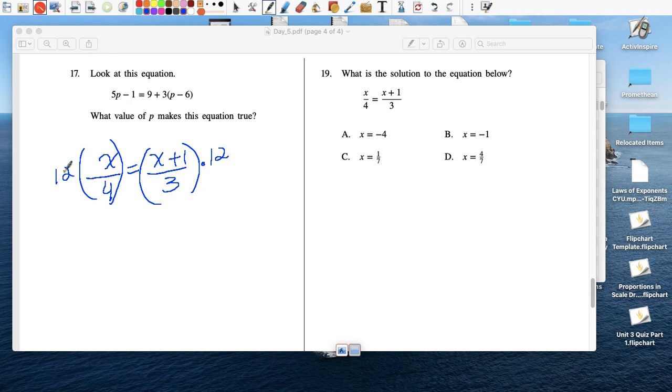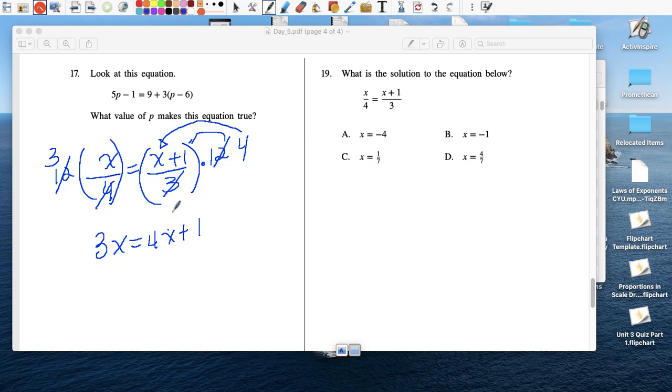Look at what happens. 12 and 4 will simplify to 3. I have 3x left over here. On the other side, this 12 and 3 will simplify to 4, and then that 4 can be used to do the distributive property. And we get 4x plus 1. And we can continue solving. I'll just finish it.